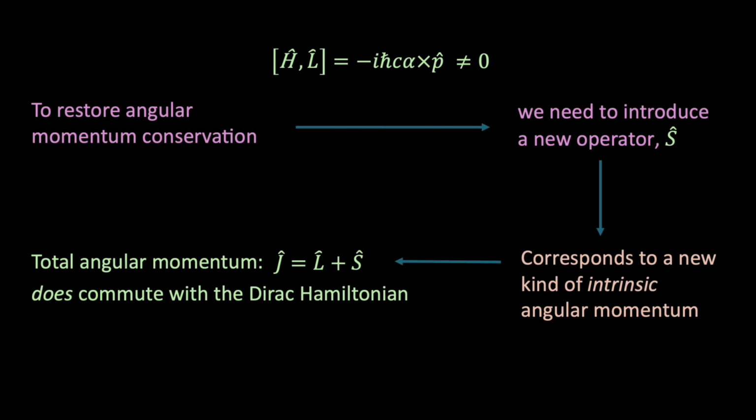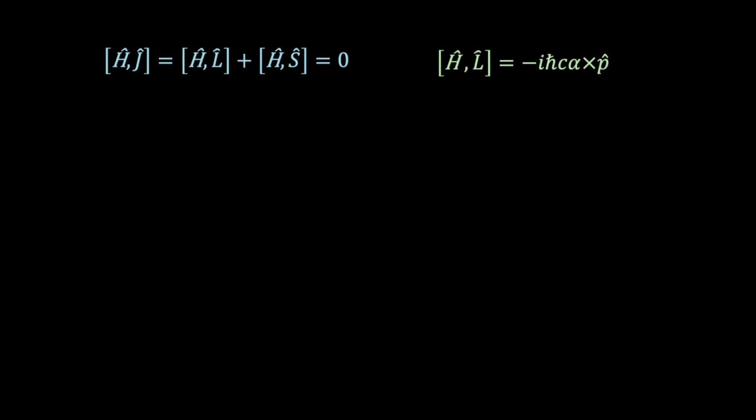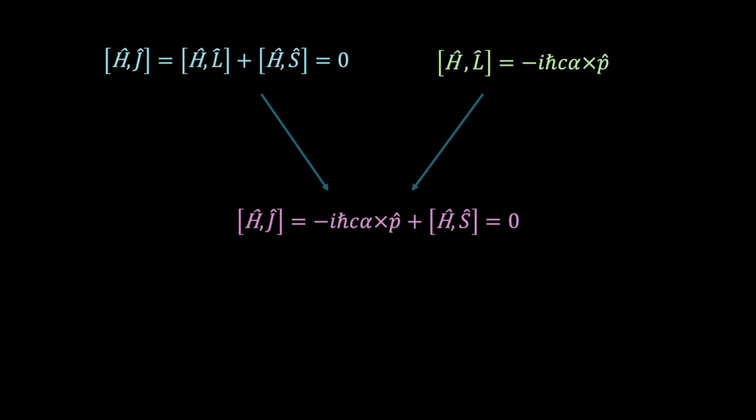In other words, we want S to be such that the commutator between H and J is equal to 0. Now, we have already seen that the commutator between the Hamiltonian and the orbital angular momentum operator is non-zero. And if we sub this into our total angular momentum commutator, we immediately see that the commutator between the Hamiltonian and the new spin operator must take the following form.